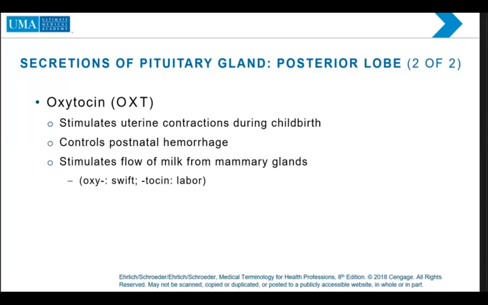The next hormone is oxytocin. This stimulates uterine contractions during childbirth, controls postnatal hemorrhage, and stimulates flow of milk from the mammary glands. And you see there, they broke it down for you. Oxy means swift, and tocin is labor.